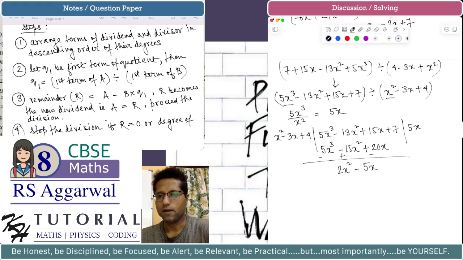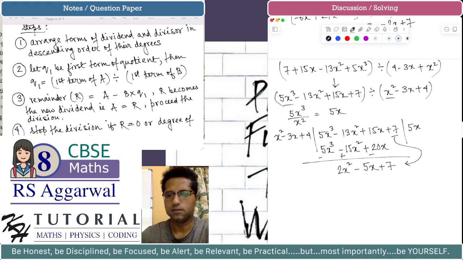So now I will bring the next term from the dividend. So the remainder becomes 2x square minus 5x. Now I will append the next term from the dividend, which is 7, with the remainder, and this now becomes the current dividend. So the current dividend is 2x square minus 5x plus 7, and we will continue with the long division method.